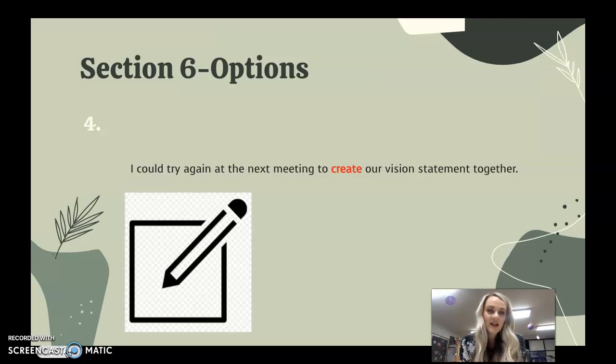So my fourth one, I could try again at the next meeting to work to create our vision statement together. But I would really like to use the next advisory committee meeting to be a learning opportunity and discuss the importance of a vision statement. It's very likely that they're not knowledgeable as to why a school has one. And so we could discuss this as we lay out the kind of school that we want our students to be a part of. We could talk about the character traits that we want our kids to focus on. It sets the tone for the kind of curriculum and the rigor that our district will be requiring from students.